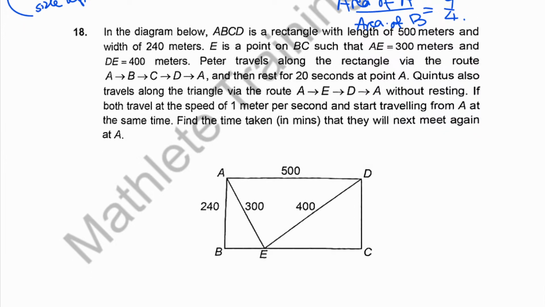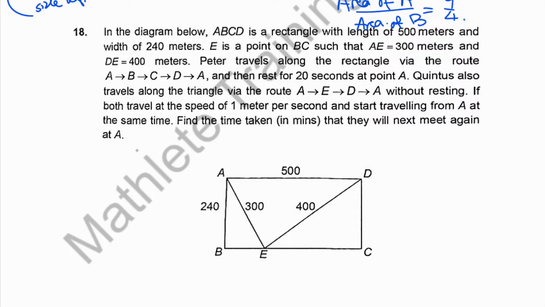ABCD is a rectangle with length 500 and width 240. Okay, so AE is 300 and DE is 400. Peter travels along the rectangle via A, B, C, D, A, and then rests for 20 seconds at point A. Quintus also travels via AEDA without resting. Both travel at 1 meter per second and start traveling from A at the same time. So find the time taken until they will next meet at A.